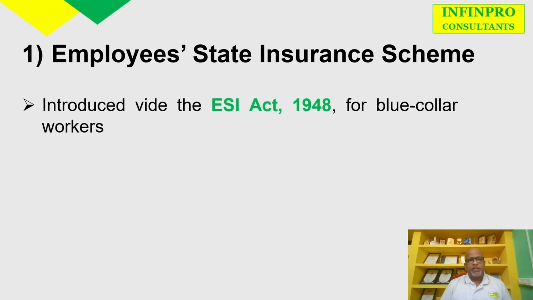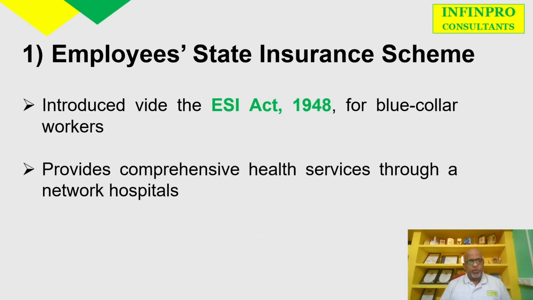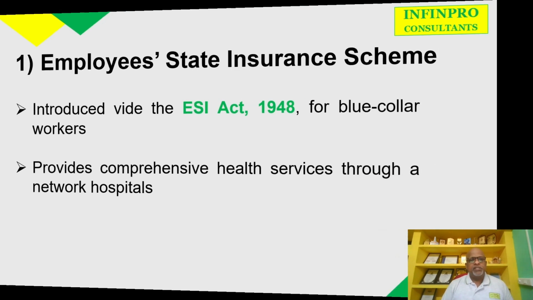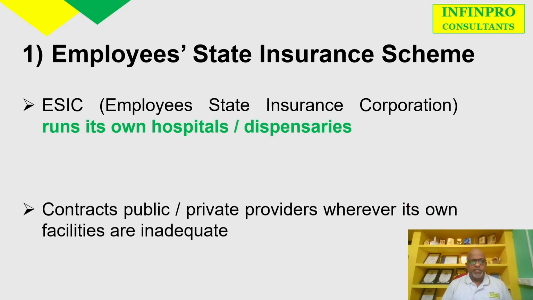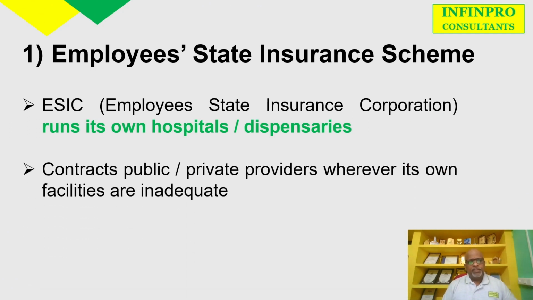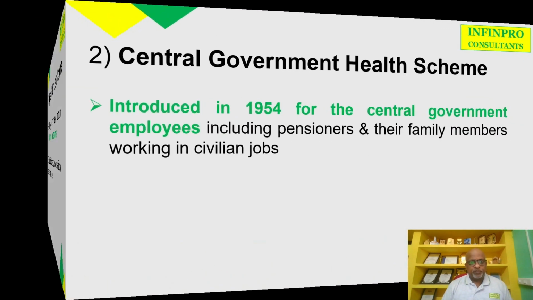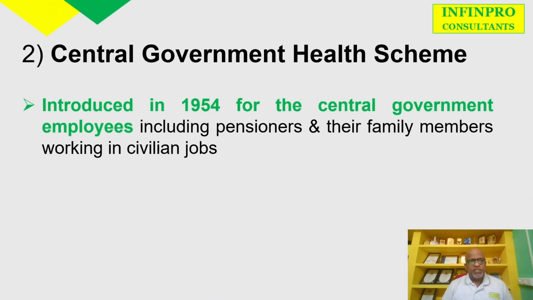Right, so first let's understand the employee state insurance scheme, ESI. This was introduced by the ESI Act 1948 for all blue collar workers. It provides comprehensive health services to all through a network of hospitals managed by the state government, and they run their own hospitals and dispensaries. Wherever there are inadequate facilities, they contract public and private service providers to help. And that was ESI for you.